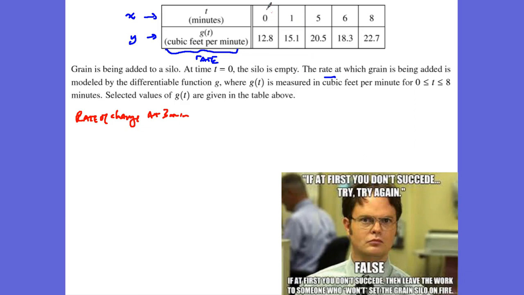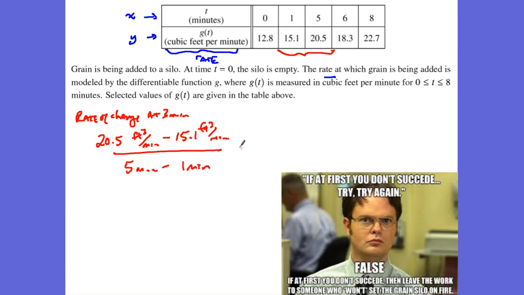Well, am I going to take from 0 to 8 to find out 3 minutes? No, I'm going to look from this interval of 1 to 5. That's the best way to find the rate of change. And so I've changed 20.5 cubic feet per minute. Remember, keep your units. Minus 15.1 cubic feet per minute over 5 minutes minus 1 minute. This is the best way to find out what's happening on average at 3 minutes.